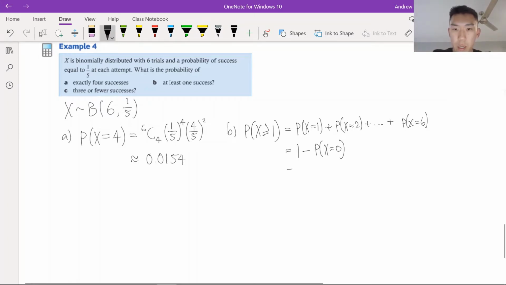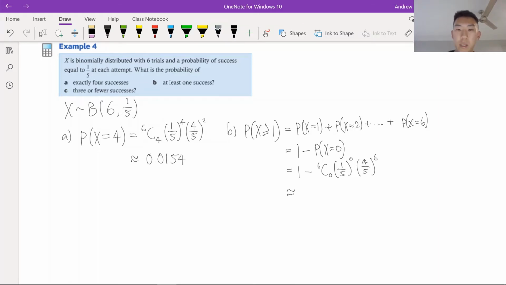So what we can do is working out, this is the quicker way to show it. 1 minus nCr, p to the power of r, q to the power of n minus r. r would be 0, so 6 minus 0 would be 6 in this case.